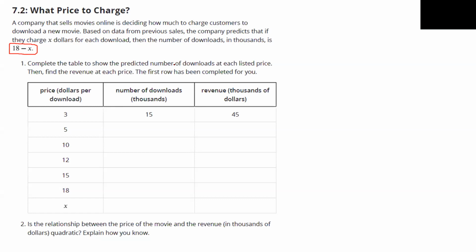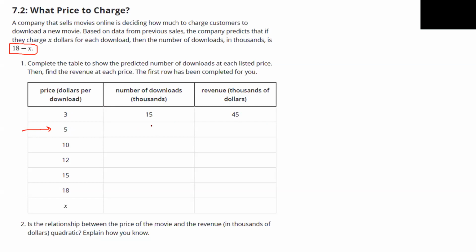Okay, so what you guys are going to do right now is complete the table to show the predicted number of downloads at each listed price, then find the revenue at each price. The first row has been completed for you. So here it says when the price is $3, the number of downloads in thousands will be 15, and then the revenue in thousands of dollars will be 45. I want you all to fill in these 2 boxes on your own now. Go.